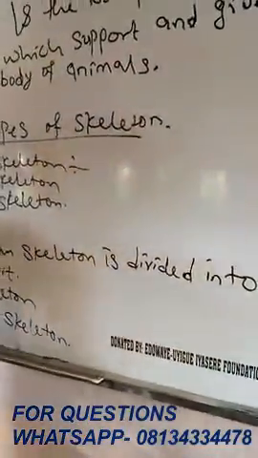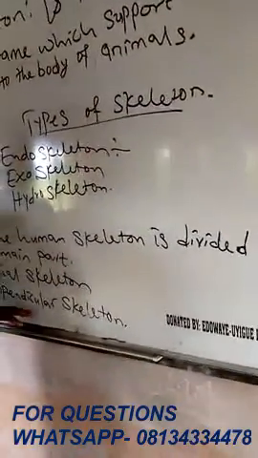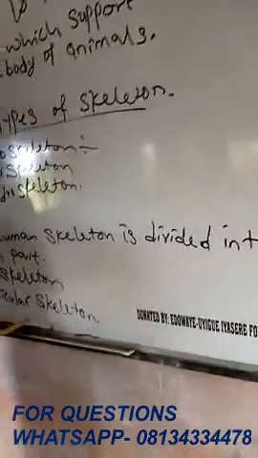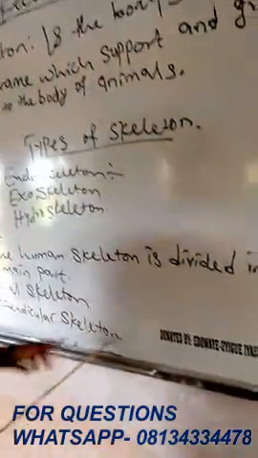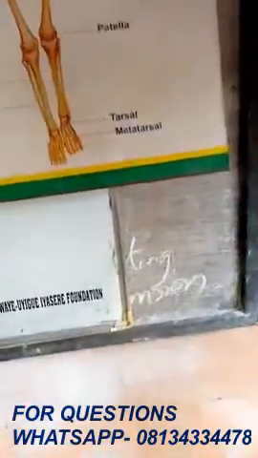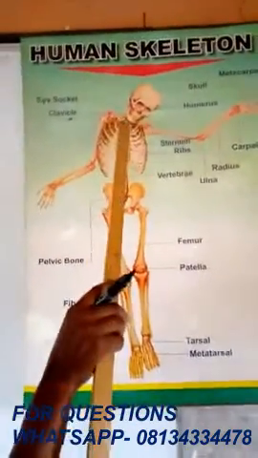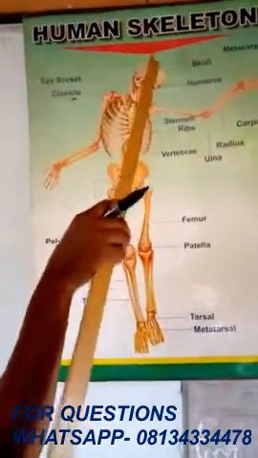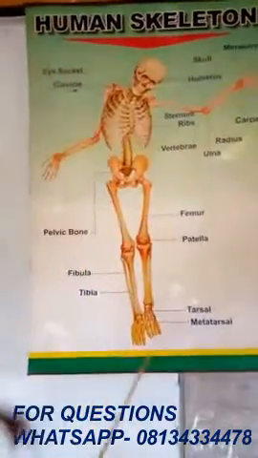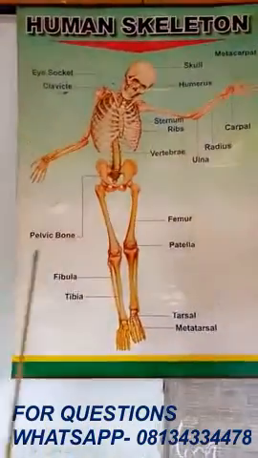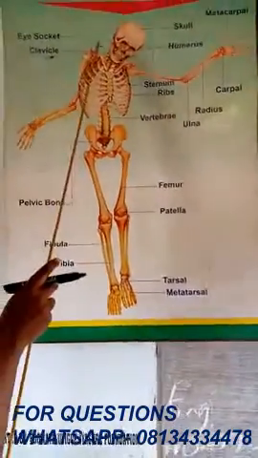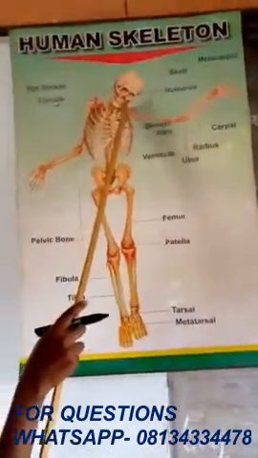We are going to look at the second part of the skeleton, which is the appendicular skeleton. Don't forget, I earlier said that the skeleton is divided into two, the axial and the appendicular skeleton. The axial consists of the cervical region up to the skull. But now we are going to look at the appendicular skeleton, which begins from the pectoral girdle.